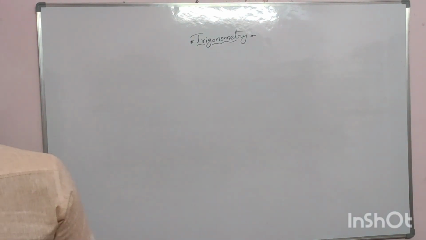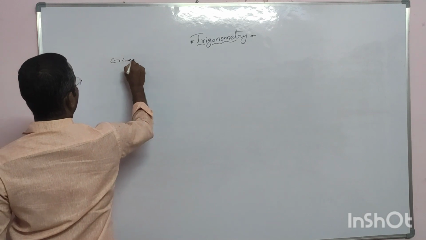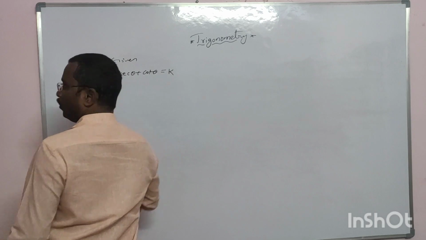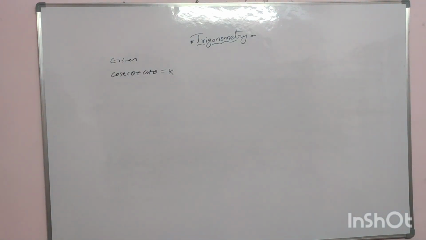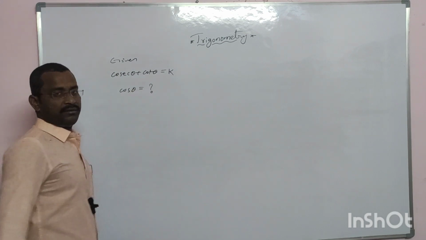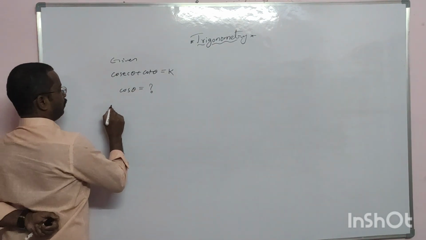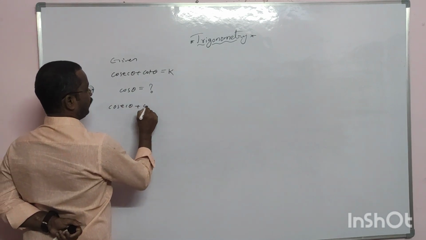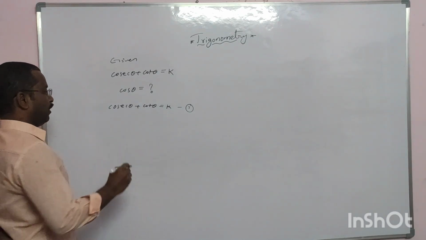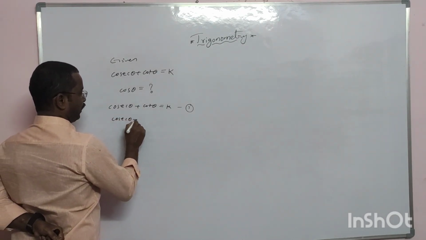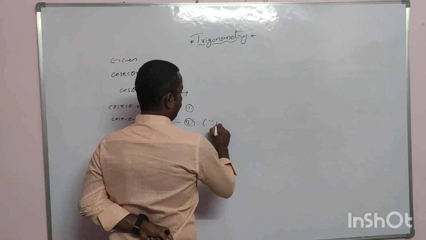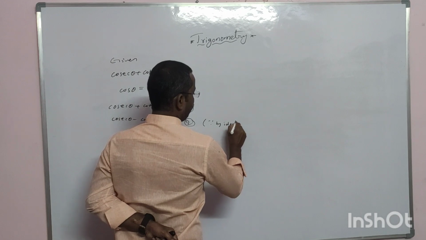Next it is asking cosec theta plus cot theta. Given cosec theta plus cot theta is equal to k, asking to find cos theta. He wanted to find cos theta. Now I will let you know. Cosec theta plus cot theta is equal to k, say it as 1. Cosec theta minus cot theta is equal to 1 by k, say it as 2, by identity you can write.